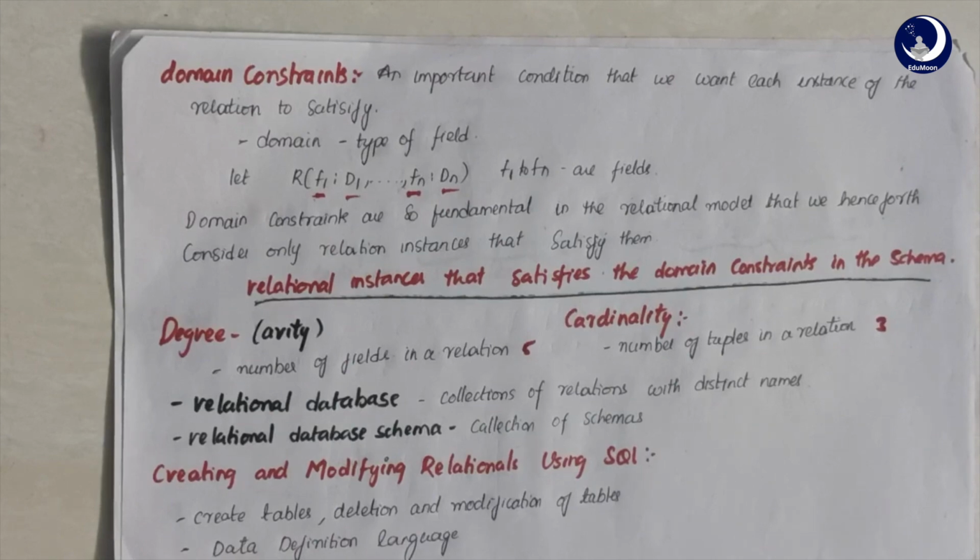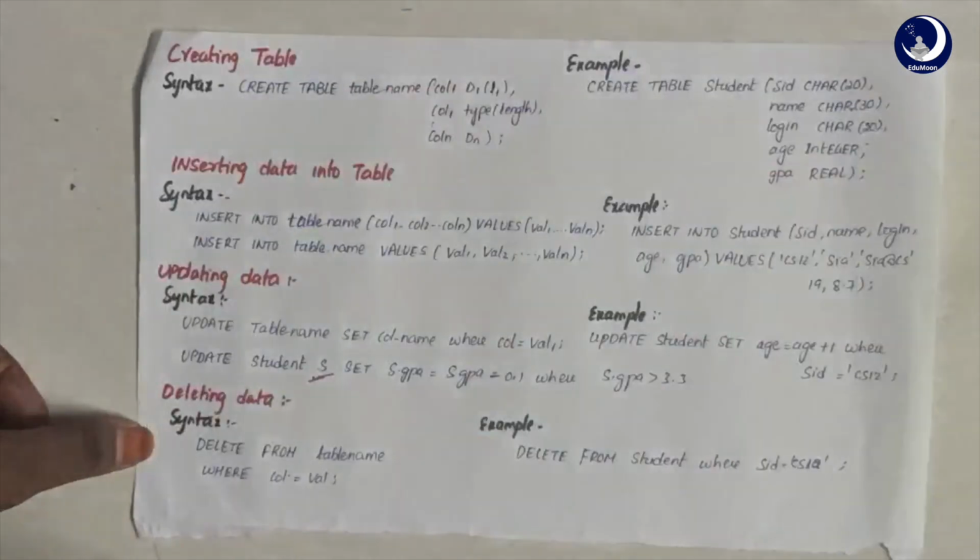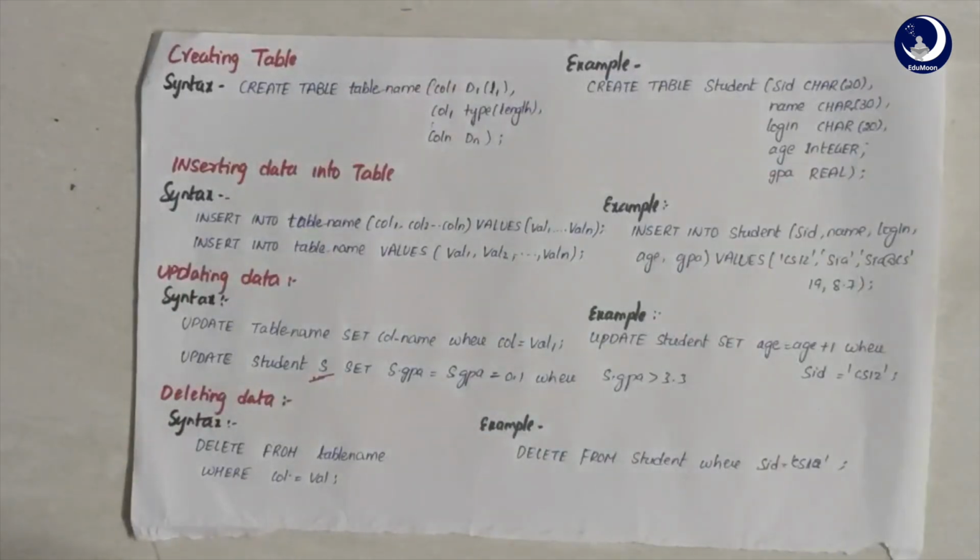So now that we know all the basic things that we should know about a relational model, let's see creating and modifying relations using SQL. The syntax for creating a table is as follows. Create table name of column name, type of length. Here the column name is the name of the column and the type is the domain, that means the permitted set of values for the column, and length is the length of values taken.